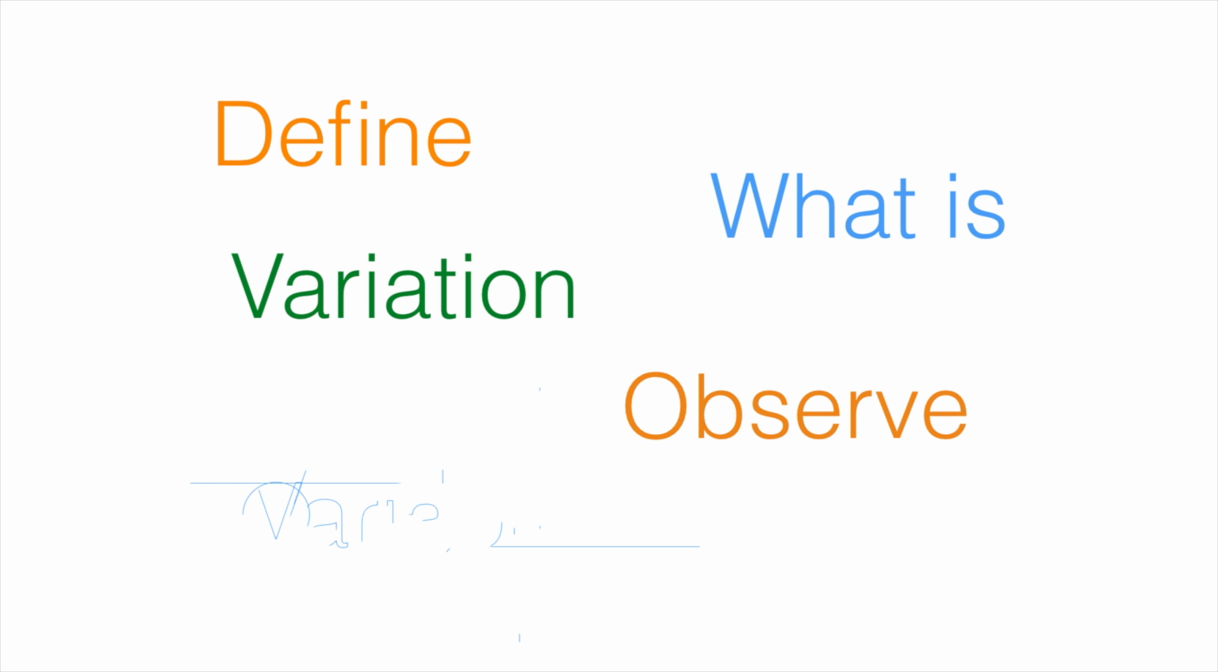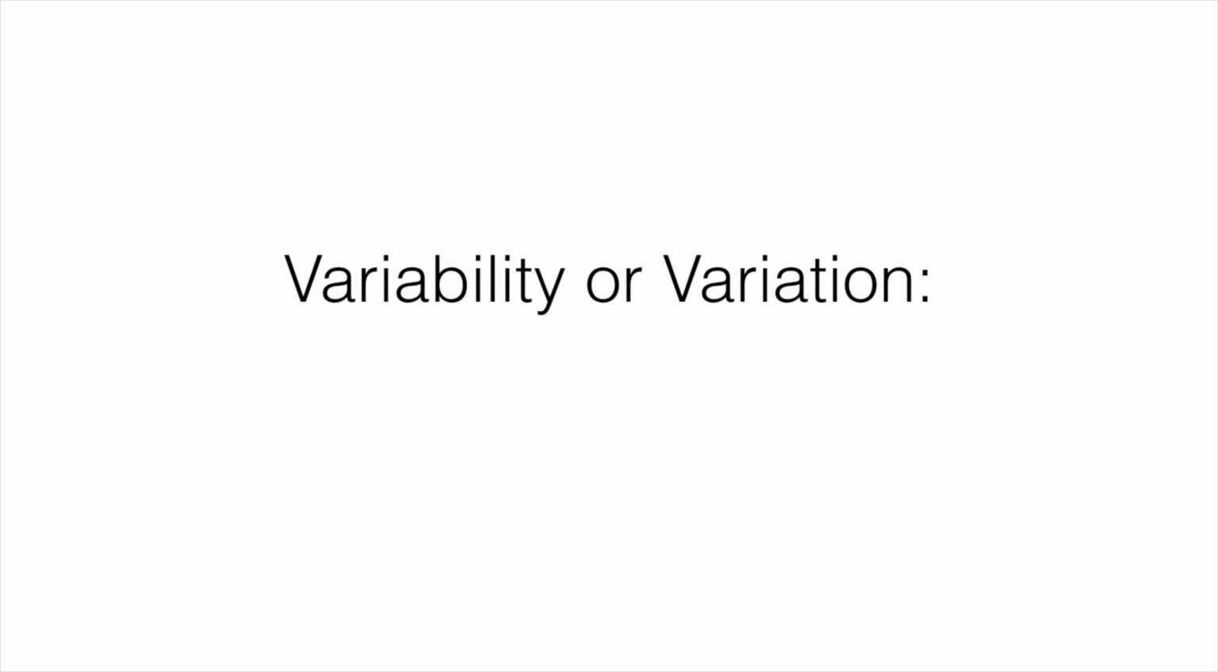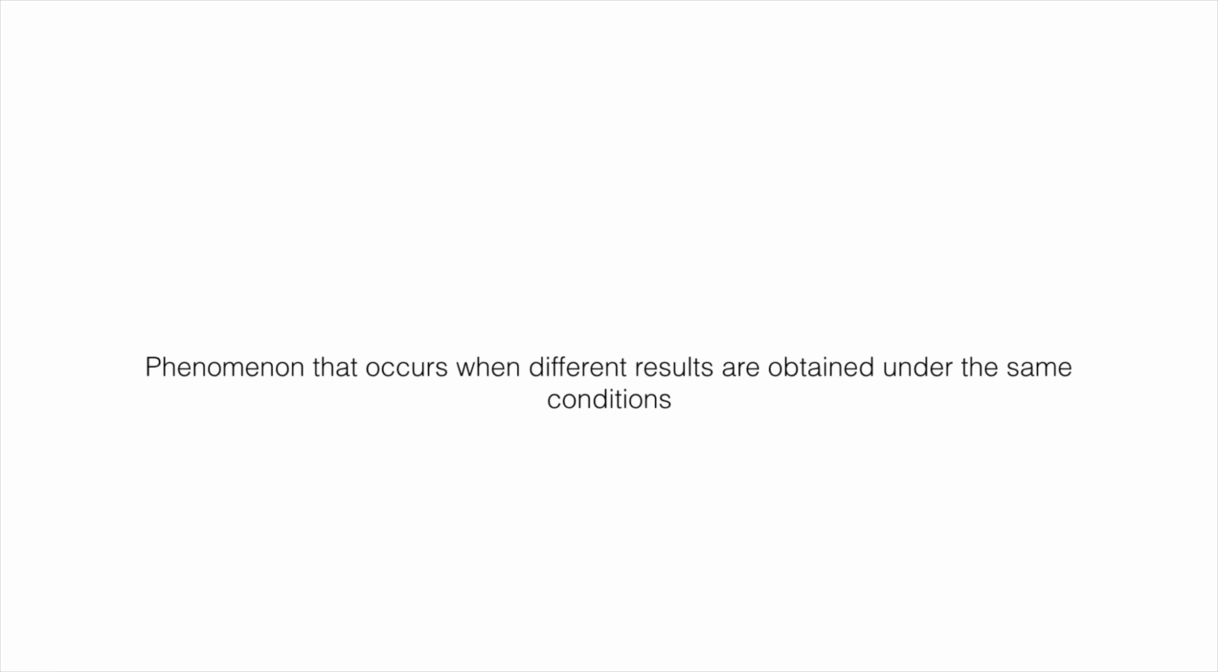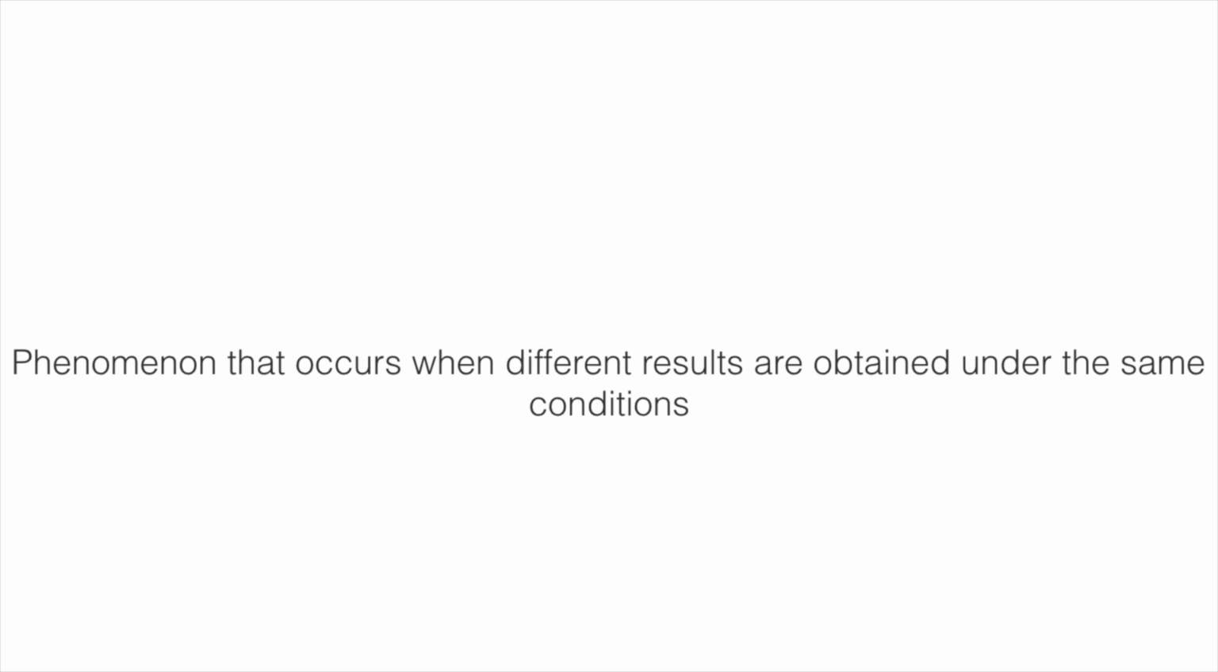As you finish this module, you will be able to define what is variation and observe variability. Let's start by defining what is variability or variation. Variation is a phenomenon that occurs when different results are obtained under the same conditions.